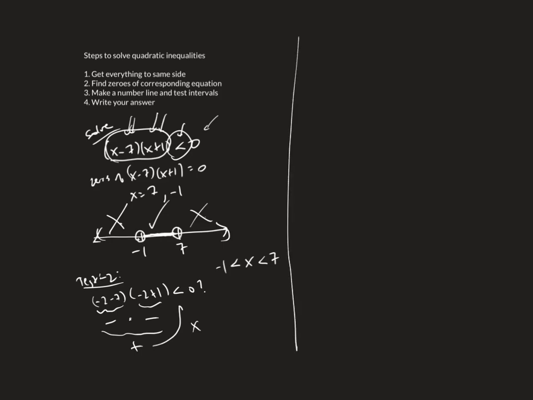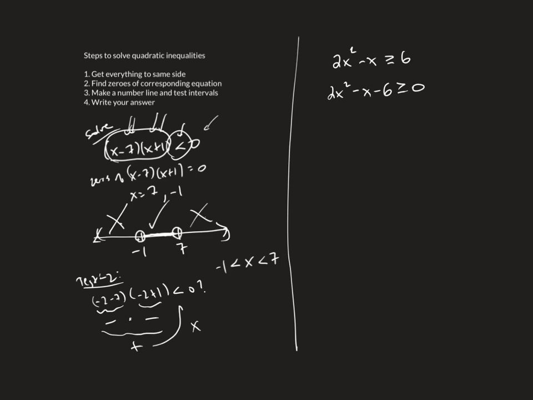So let's do another example. Let's say 2x squared minus x is greater than or equal to 6 this time because we did less than last time. So we need to get everything to the same side, so we're going to subtract 6 from both sides.